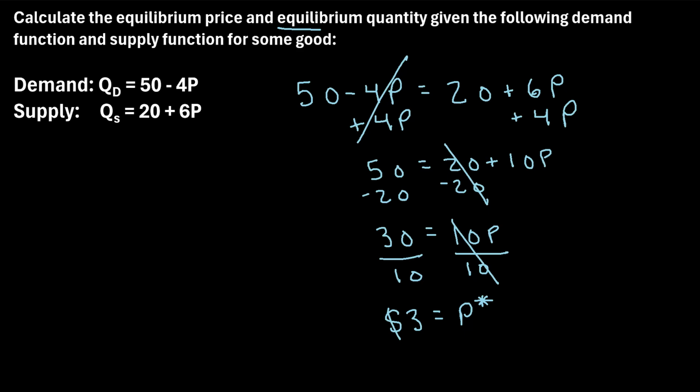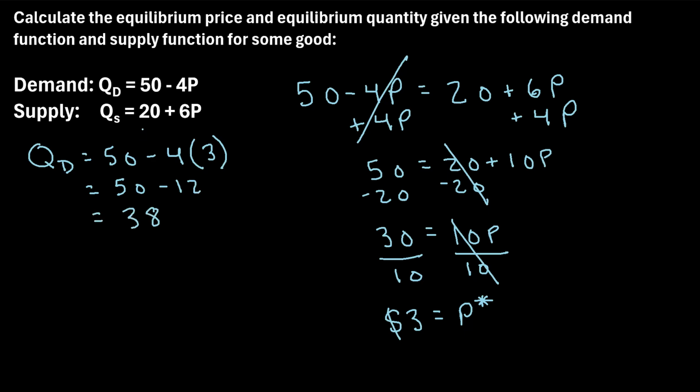To find the equilibrium quantity, all we have to do is just plug in a 3 for P into either one of these equations. So for example, let's plug it into the demand equation. If we plug in a 3, we get quantity demanded is equal to 50 minus 4 times, remember we're plugging in a 3. So 4 times 3, that's 12. So we get 50 minus 12, which is equal to 38.